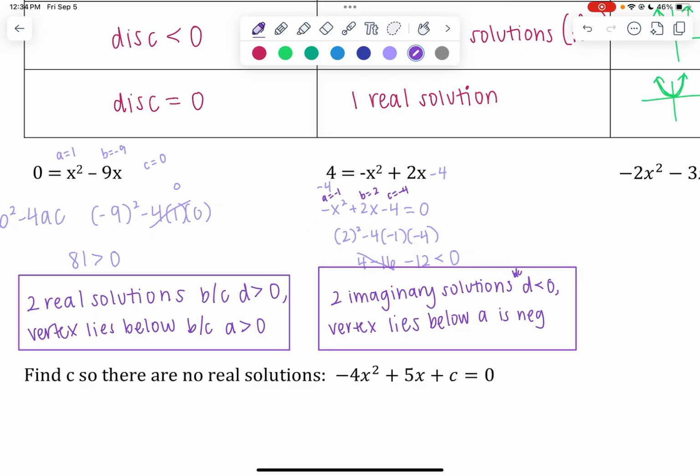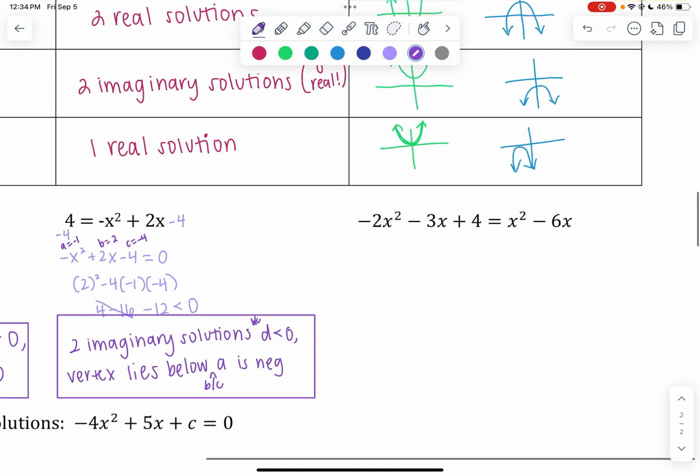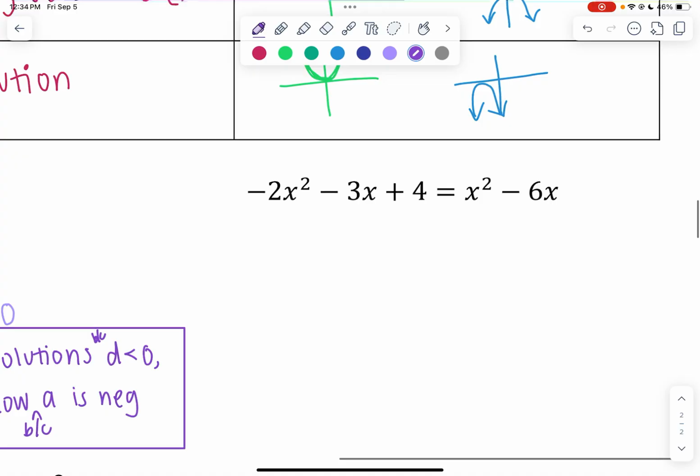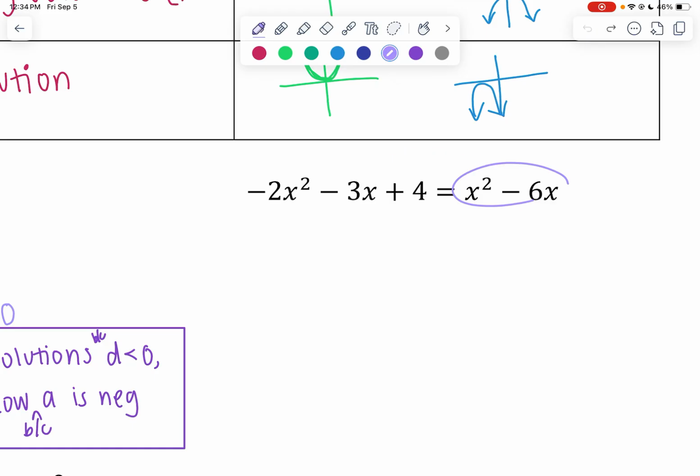Okay, and then taking a look at another one. Remember that you want to move the least amount of things possible. So I'm going to move these over there. So when I subtract x squared, I get negative 3x squared. I add 6x, so I get 3x plus 4 equals 0. So that makes A negative 3. That makes B 3. And that makes C 4.